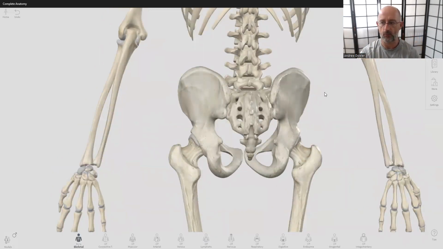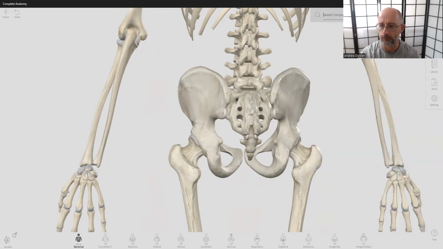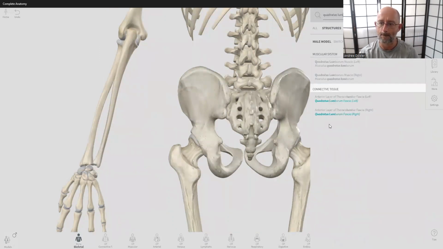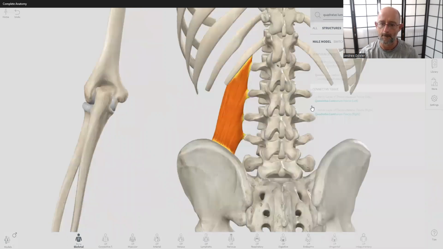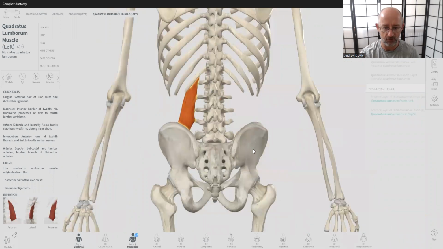So for example, if I put in Quadratus Lumborum, which is one of your back muscles, a really common lower back muscle here. If this muscle gets tight, keep in mind that muscles contract and they can only pull. It's going to pull this aspect of your iliac ridge superiorly, or up.